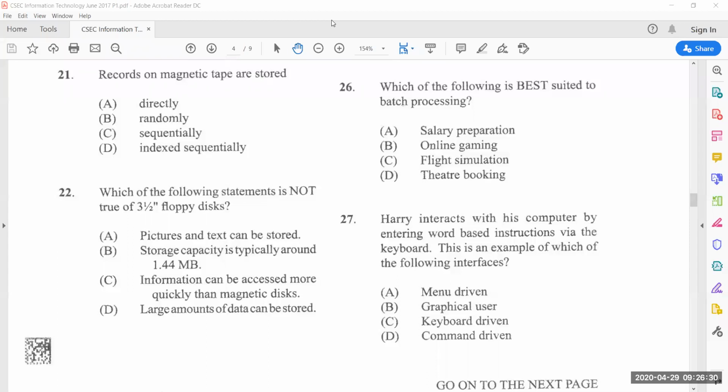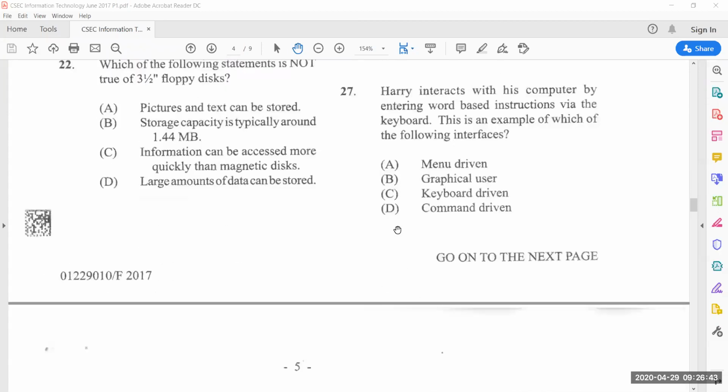So is E what I remember from last class. So I think it's E. Yes, salary preparation is best suited for batch processing, right? That is the answer. Okay, moving on to 27. Harry interacts with his computer by entering word-based instructions via the keyboard. This is an example of which of the following interfaces. And here you have menu-driven, graphical user, keyboard-driven, and command-driven.